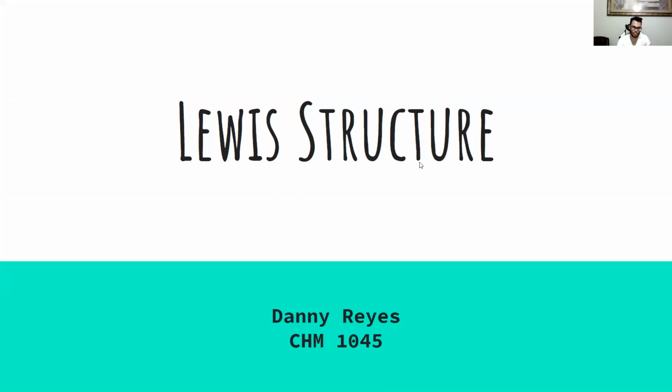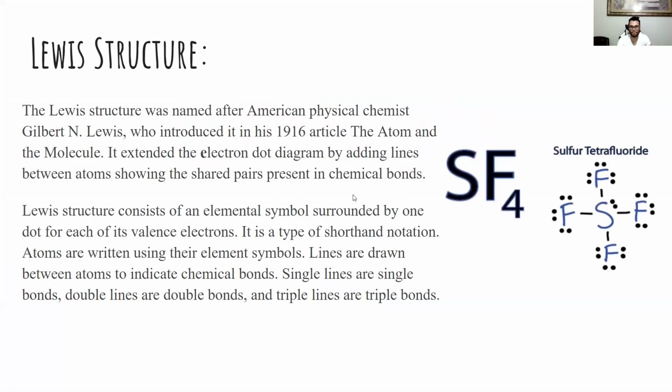So today we're gonna talk about that. Before we start, let's know more about the Lewis structure. The Lewis structure was named after American physical chemist Gilbert M. Lewis, who introduced it in the 1916 article "The Atom and the Molecule."